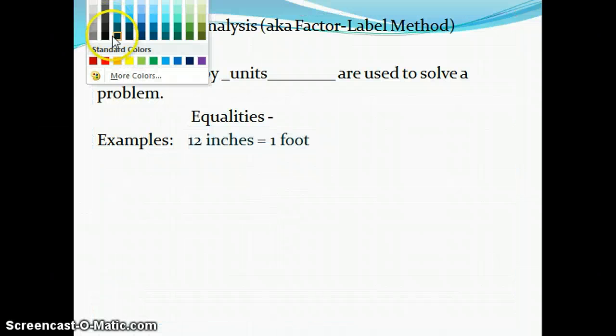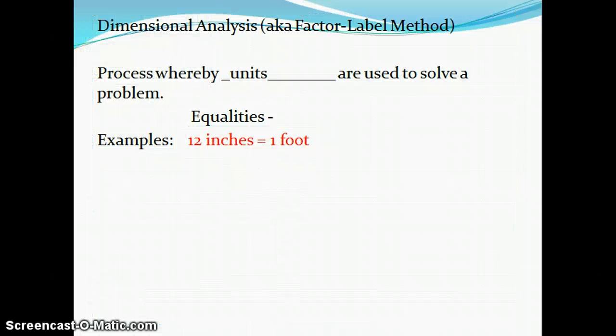So 12 inches is equal to 1 foot. 3 feet is equal to 1 yard. 100 centimeters is equal to a meter. So all of these things are equal to one another. We could call them equalities.